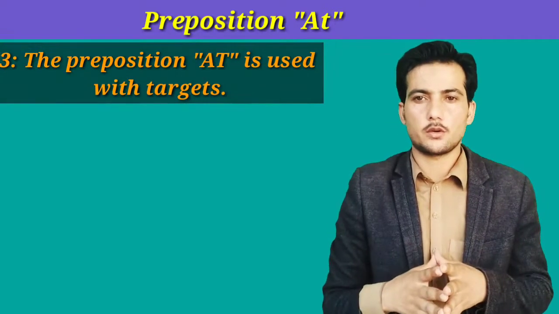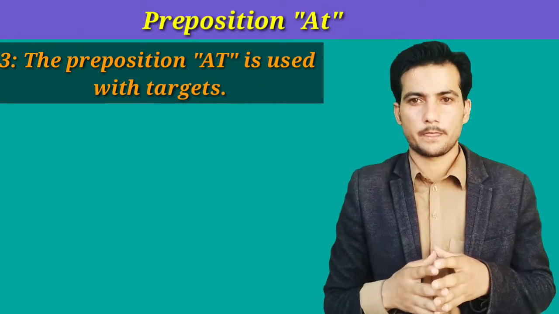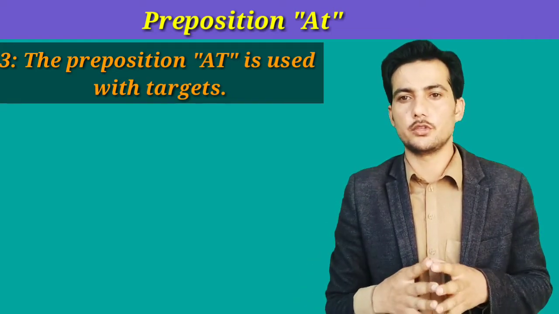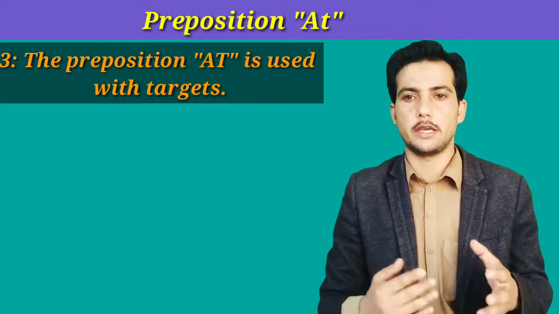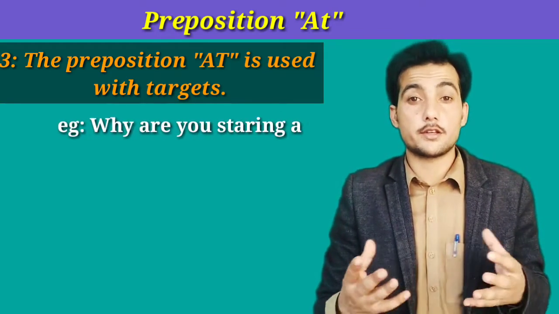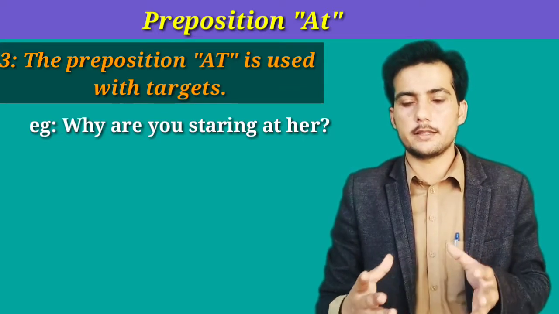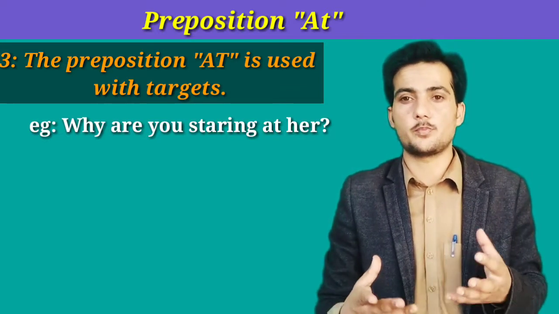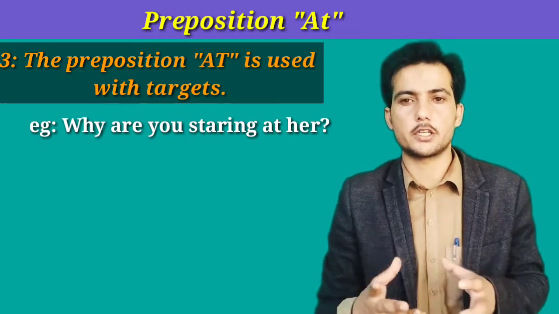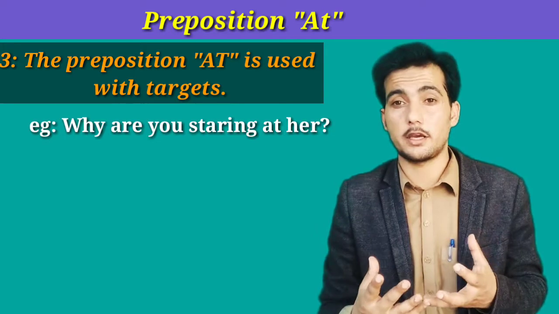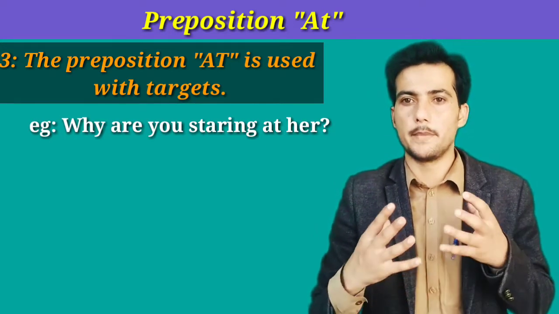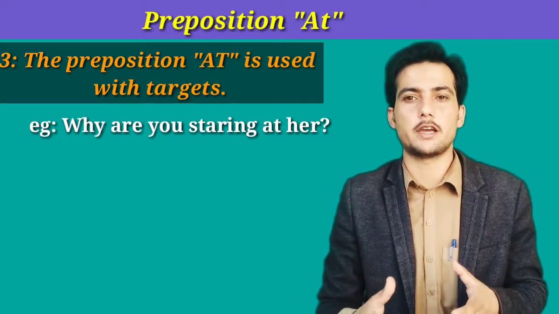The preposition "at" is used with targets. It means that when you target someone or something, then you need to say it with the preposition "at". For example, why are you staring at her? In this sentence, we use "at" as a preposition, but it shows a target, because you have targeted someone and you are staring at her with your eyes.